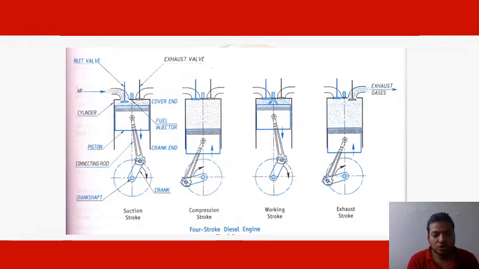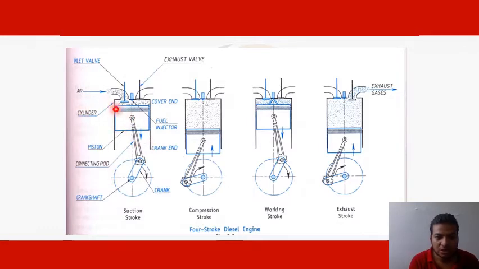So here you can see in this diagram, the first one is the suction stroke. This is the inlet valve and this is the exhaust valve. During the suction process, the inlet valve is open, whereas the exhaust valve is closed. As the inlet valve is open, the piston moves from the top dead center to the bottom dead center, and as the piston moves, it sucks some air into the cylinder.